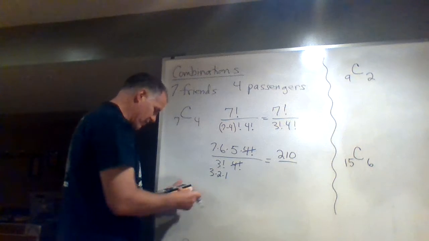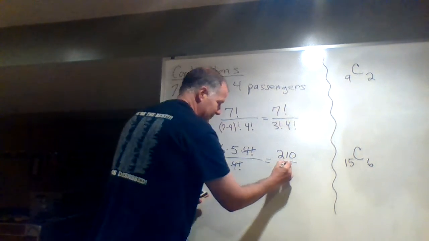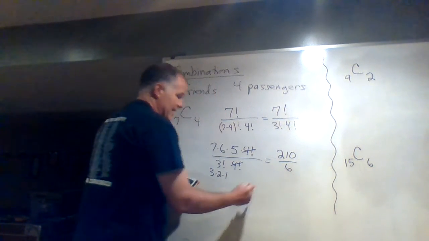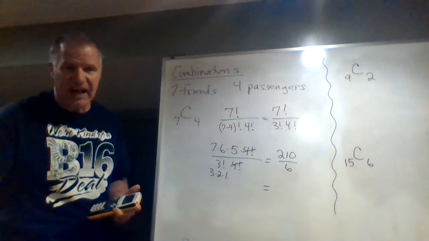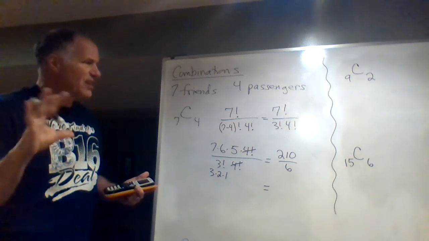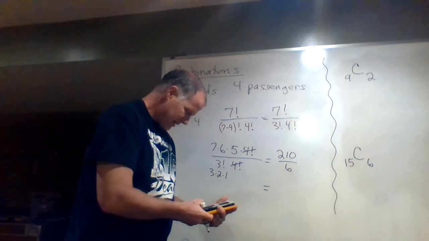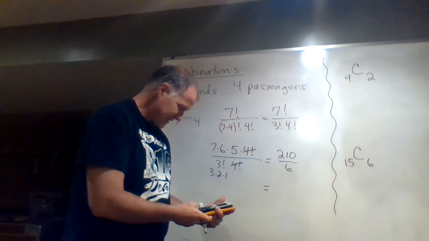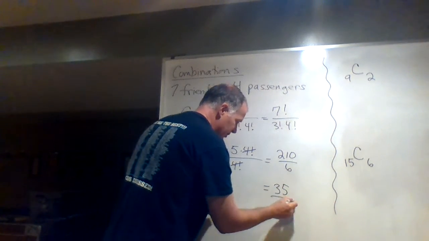3 times 2 times 1. 3 times 2 is 6. 6 times 1, that's kind of easy. 6. Now, this fraction right here, remember, means divide. So again, this is going to take some math to simplify. So 210 divided by 6, and actually, there's our answer.